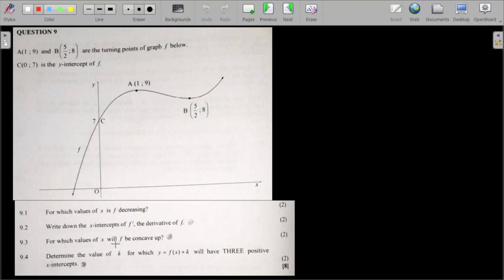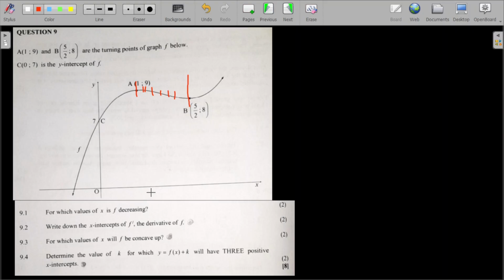And then question 9, cubic graphs. For which values of x will this function decrease? From here, going up, my function is increasing. Now from here to here, my function is decreasing. So those are the values of x where this function decreases, and then from here it goes to the top. That's probably an answer there.